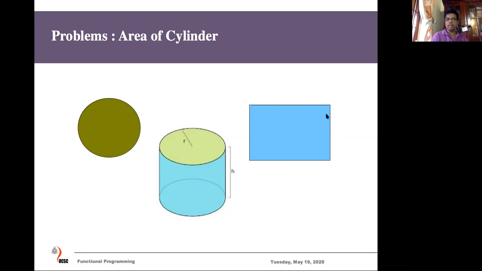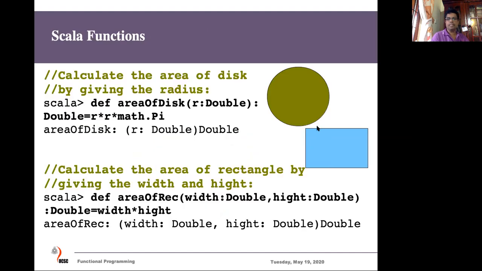So if you can implement a function called area of rectangle, then the area of the cylinder is a function of area of disk and area of rectangle. So let's have a look at how to solve this. I create the area of disk function already. Input is radius, return type is this. We have it already implemented.